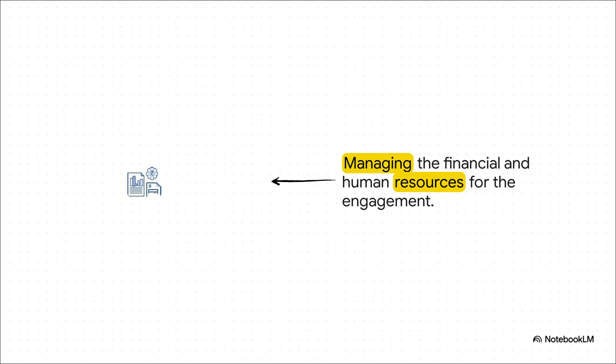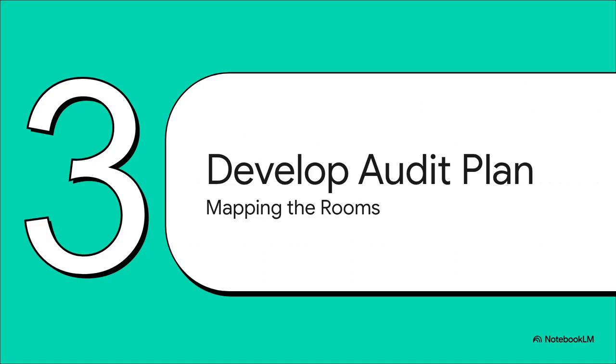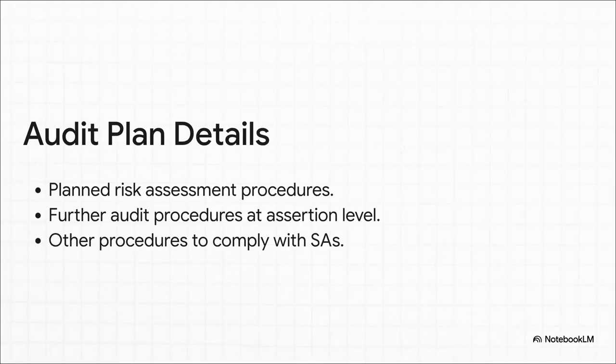It's all about putting the right people in the exact right place at the right time. Which brings us to Section 3, Developing the Audit Plan. Or, to stick with our analogy, mapping the rooms. So the audit plan is significantly more detailed than the overall strategy. There are 3 core elements you need to consider.